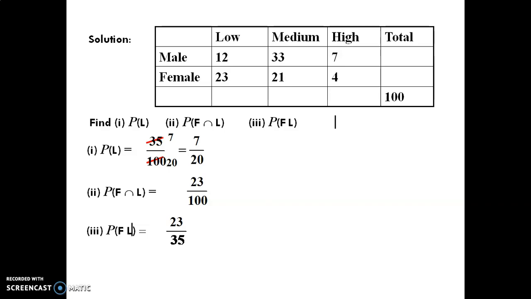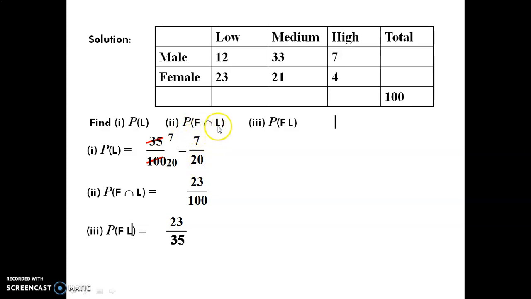So using this table, probability of a low rated car. In this case, for low rated car there is no distinction whether it is female or male, so we consider both. Total number of low rated cars is 12 plus 23, that is 35, and the total number of cars is 100. So 35 divided by 100 is the probability of a low rated car, which is nothing but 7 upon 20.